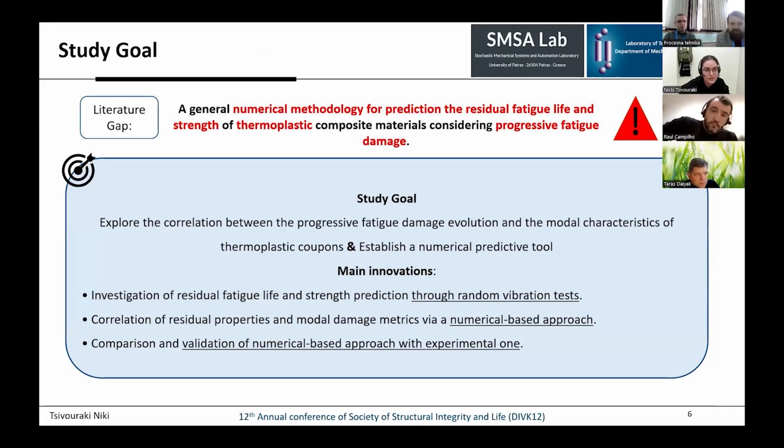The gap in the present literature is the development of a general numerical methodology for predicting the residual fatigue life and strength of thermoplastic composite materials, considering progressive fatigue damage. The goal of this study is to explore the correlation between the progressive fatigue damage evolution and the model characteristics of thermoplastic coupons, and to establish a numerical predictive tool.